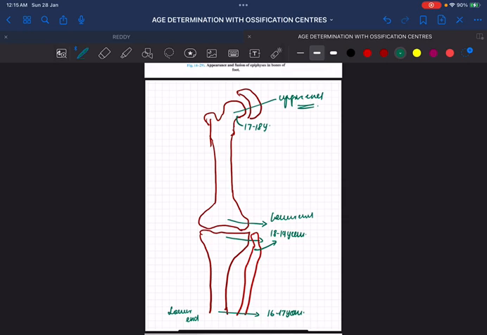Remember, three values. What are they? 16, 17, 18, 19. These are the four numbers you have to remember. Okay, 16, 17, 18, 19.